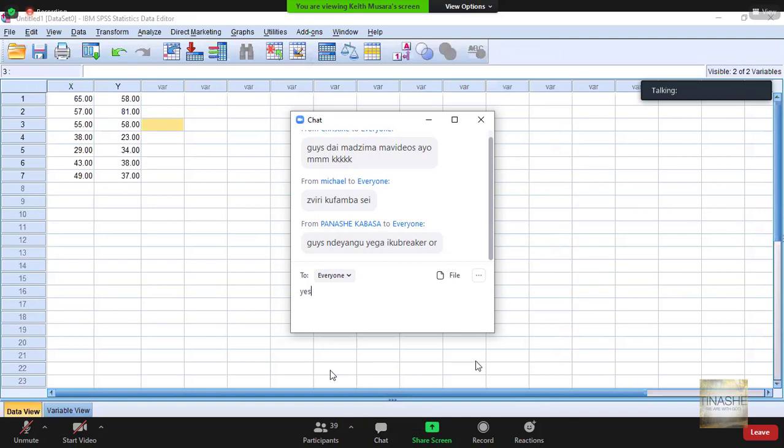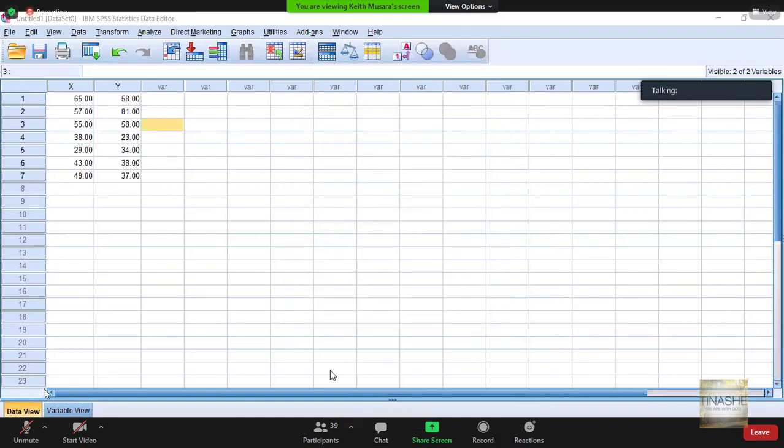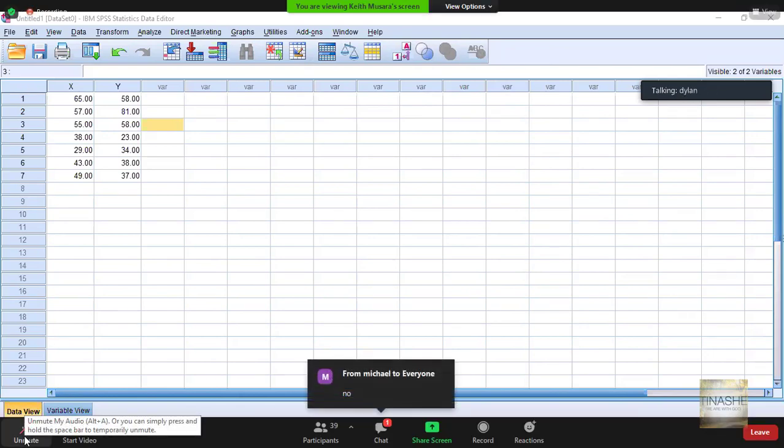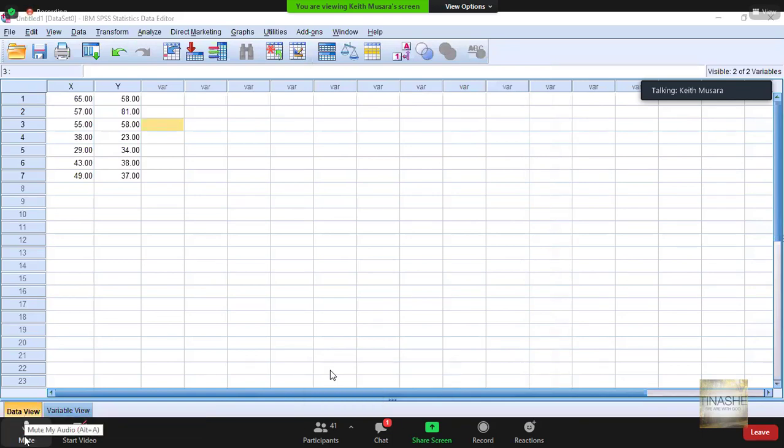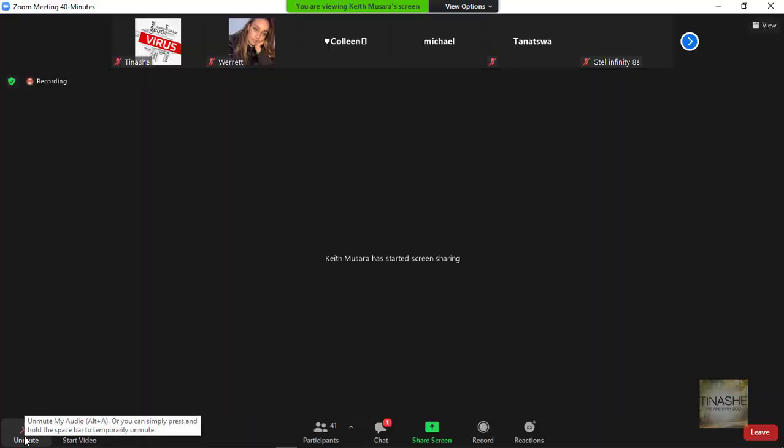Can you see the scatter plot? Hello? Yes. Can you see this? Can you see the scatter plot? No, not yet. You see the data only. Let me stop sharing it because it's in another window, which is the output window. I'm sure now you can see it. Yes, we can clearly see it.